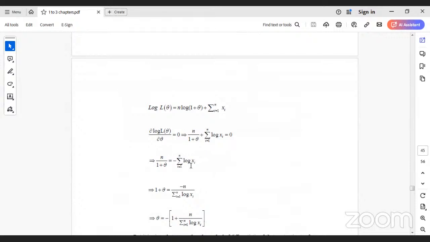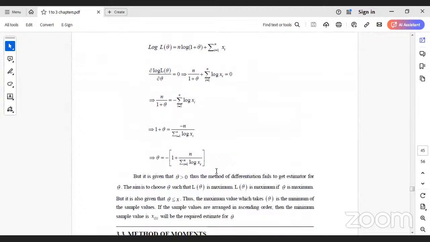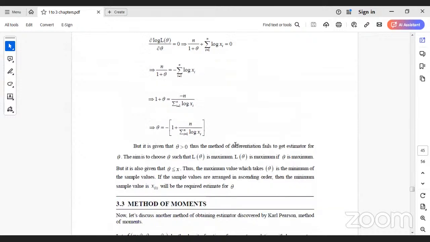So 1 + theta is equal to minus n divided by the summation of i = 1 to n of log xi, we are taking here. So theta is equal to minus 1 minus n by the summation of log xi, as per the above condition. So we are taking theta to one side here. It should be minus common, minus into minus 1 plus n. We are taking the common here automatically. It will be changing the values of the left and right side. Theta is on one side.